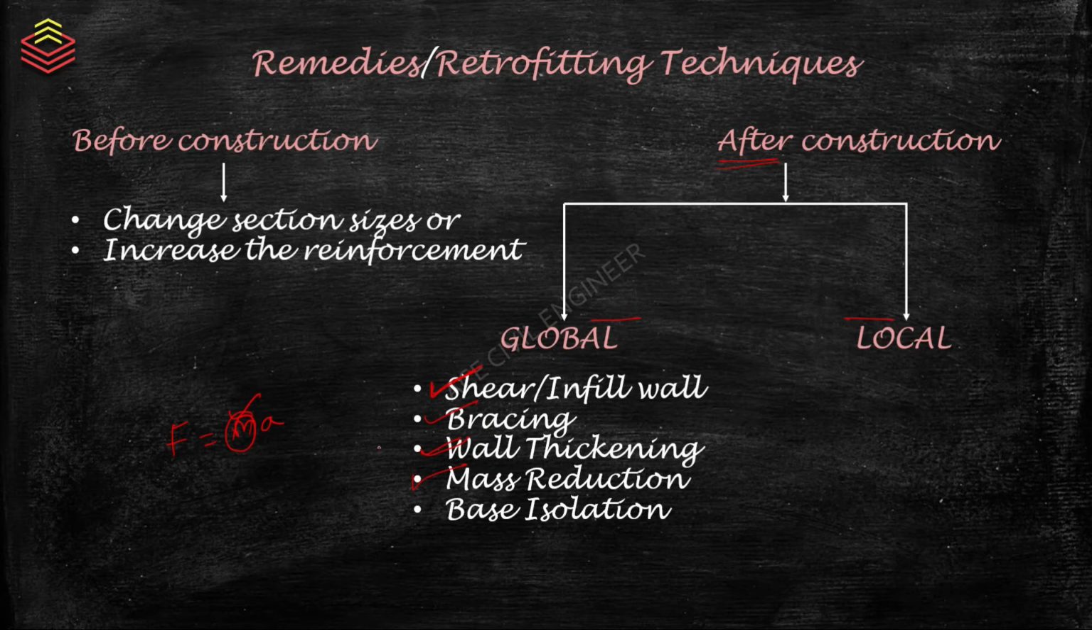That is the same. So if you reduce the mass, what happens? The force coming into the column will be reduced. I mean the horizontal lateral force coming into the column will be reduced, and that may lead to smaller bending moment in the column. So that would help you in increasing the strength indirectly. And next comes base isolation. Base isolation is nothing but for a column.